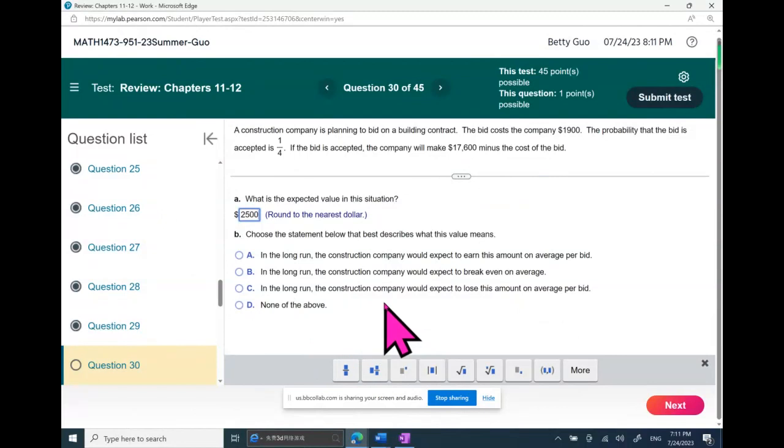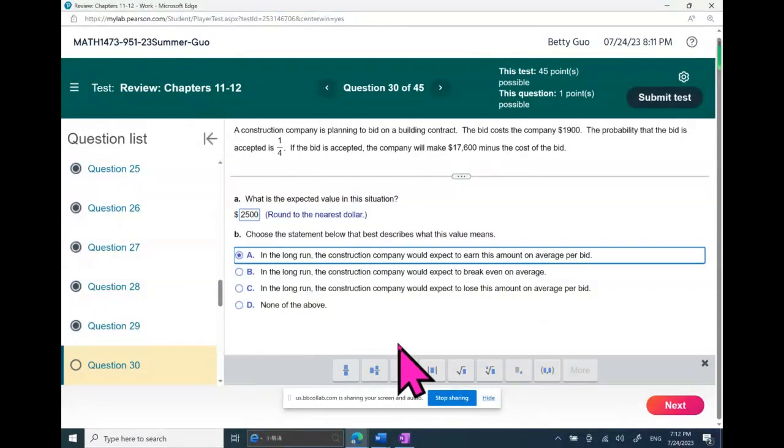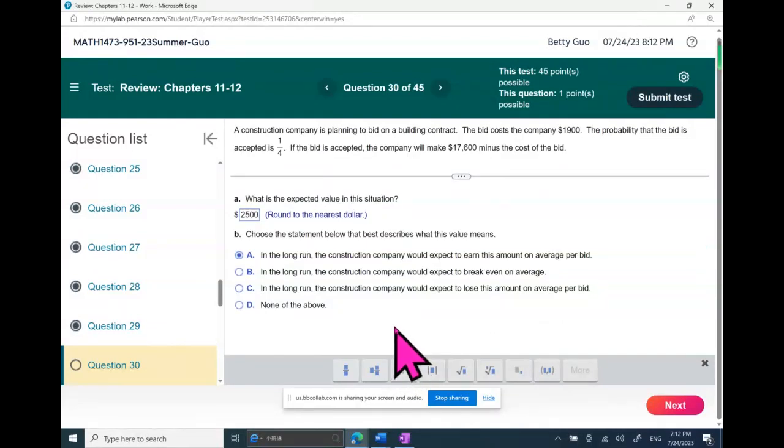That is the gain in the long run, right? In the long run, the construction company would expect to earn this amount of money on average per bid. Not much money. So 2,500. Okay.